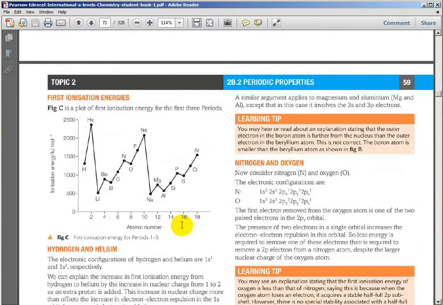Now here is the periodicity of ionization energy. Ionization energy in a period increases from left to right. Like these period 2 elements: lithium, beryllium, boron, carbon, nitrogen, oxygen, fluorine, neon. Their ionization energy increases from left to right. Why does this increase? Okay, give me an answer. Who can answer why ionization energy increases from left to right?